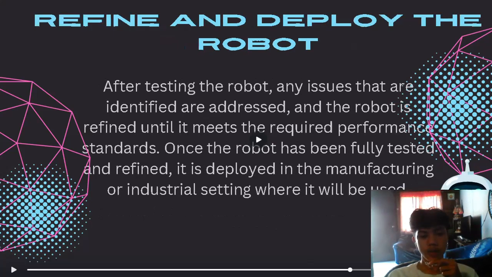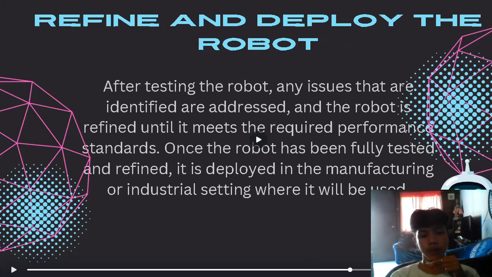The last one is refine and deploy the robot. After testing the robot, any issues that are identified are addressed and the robot is refined until it meets the requirements and performance standards. Once the robot has been fully tested and refined, it is deployed in a manufacturing or industrial setting where it will be used.